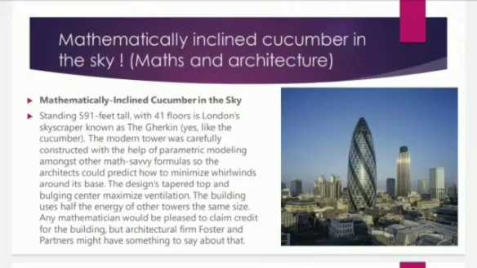Next, we have the mathematically inclined cucumber in the sky. Standing 591 feet tall with 41 floors is London's skyscraper known as the Gherkin. Yes, like the cucumber. The modern tower was carefully constructed with the help of parametric modeling, amongst other math-savvy formulas, so the architects could predict how to minimize whirlwinds around its base.